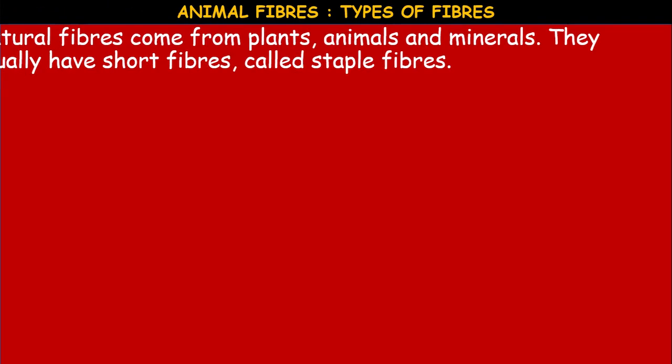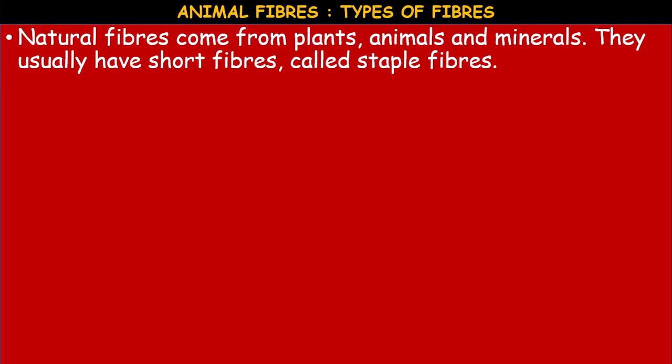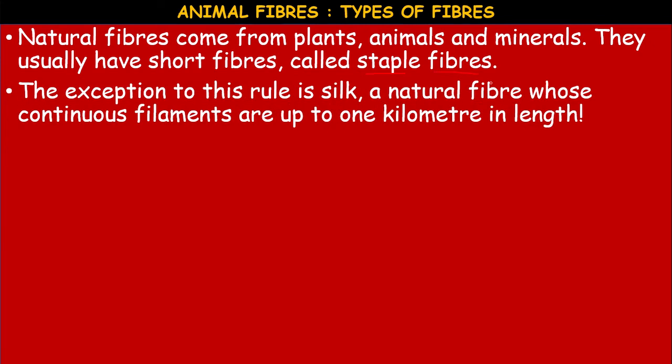Next, natural fibers come from plants, animals and minerals. They usually have short fibers called staple fibers. Okay, the natural fibers usually have short fibers. What we call them? Staple fibers. The exception to this rule is silk.